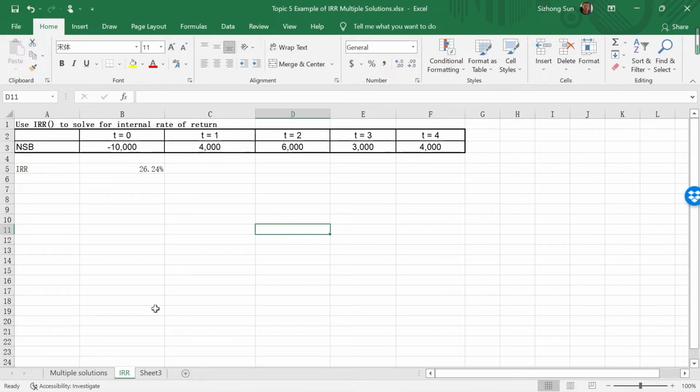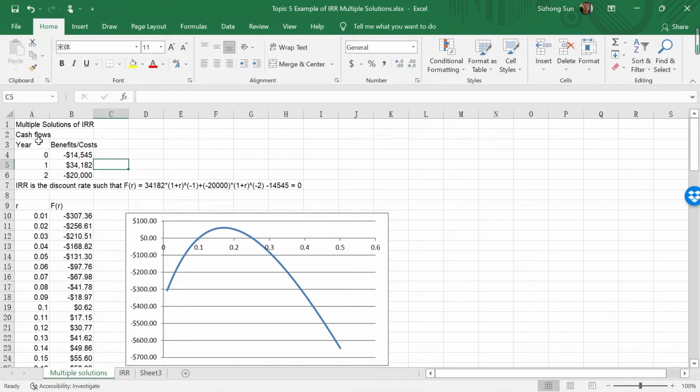One problem with IRR is that we can have more than one solution, more than one level of IRR. So let's look at these examples. This project lasts for 2 years. Initially there's a cash outflow of $14,545, and then there's a cash inflow of $34,182, and at the end of year 2 there's a $20,000 cash outflow. So what is the IRR associated with this project?